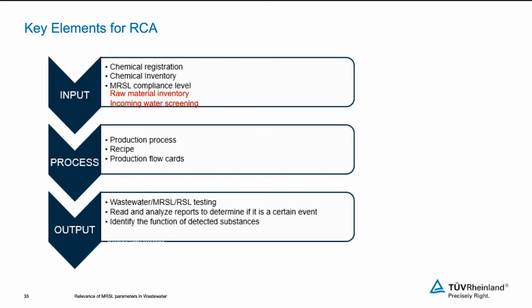We still use the concept of input, process, and output. In the output stage, we should read and analyze testing reports and determine if it is a certain event. If it is an accidental event, then there will be a very low chance to address the root cause. But if it is a certain event, then we can go to the next step. We need to know the main function of the detected hazardous substance.